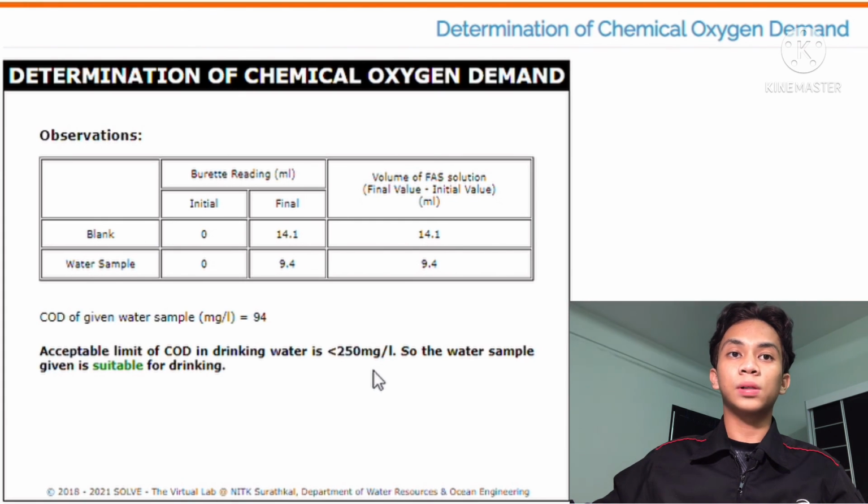So the water sample given is suitable for drinking. That is all from me.